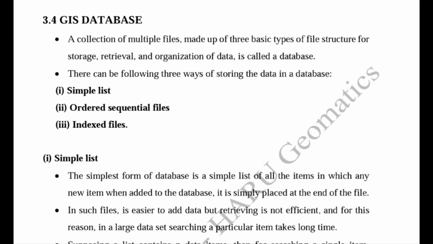As we have studied in the previous lecture about the types of database structures, such as spatial and non-spatial data structure. Today we will study the database file structure, meaning how a huge amount of data has to be stored in the database. There are mainly three ways to store the data in a database. First one is the simple list, second one is the ordered sequential files, third one is the indexed files.